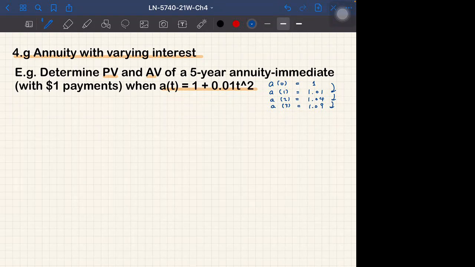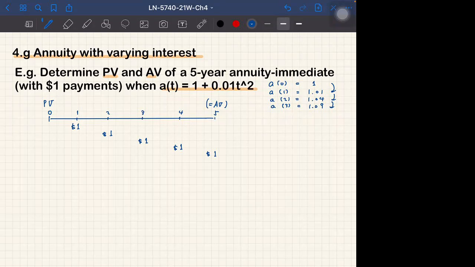Okay, so we think about the time diagram. We have 5 years, so t is equal to 0 here, and 1, 2, 3, 4, 5. And the present value is here. And the accumulated value also we have to calculate later here. And we have $1 payment at 1, and the $1 here, $1 here. So just for illustration purpose, we put $1 in this way. So $1 payment 5 times.